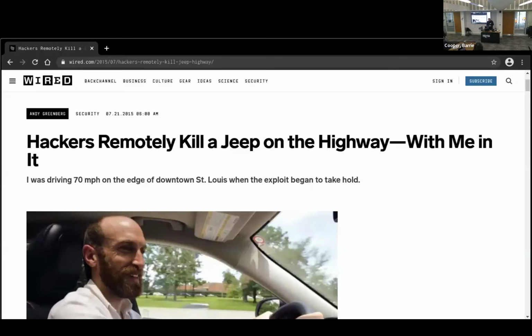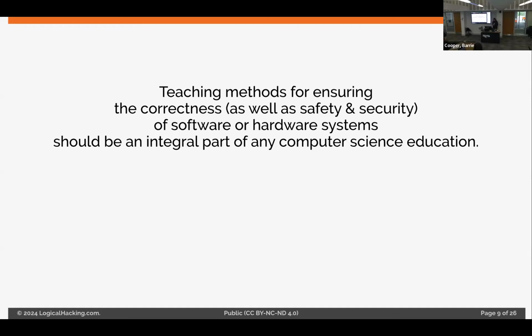If we read the headline that hackers were responsible for that situation, then we suddenly call it security. But again, it's a bug, a problem in a software or hardware system that shouldn't occur, and those systems just have to be correct. As we know, proofs are one means of convincing us that things have the properties that they should have. So teaching methods for ensuring correctness as well as safety and security should be an integral part of any computer science curriculum, in my opinion at least.